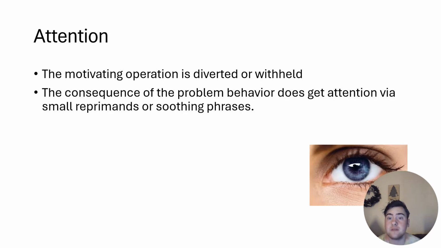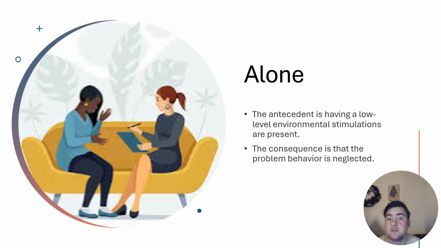The next one we have is attention. With attention, the motivating operation is diverted or it's withheld from the client. Now the consequence of this one is that the problem behavior does get attention by small reprimands or soothing phrases such as that hurts people or don't do that. So it's going to be small reprimands or it's going to be phrases that are soothing and not stressful to the client.